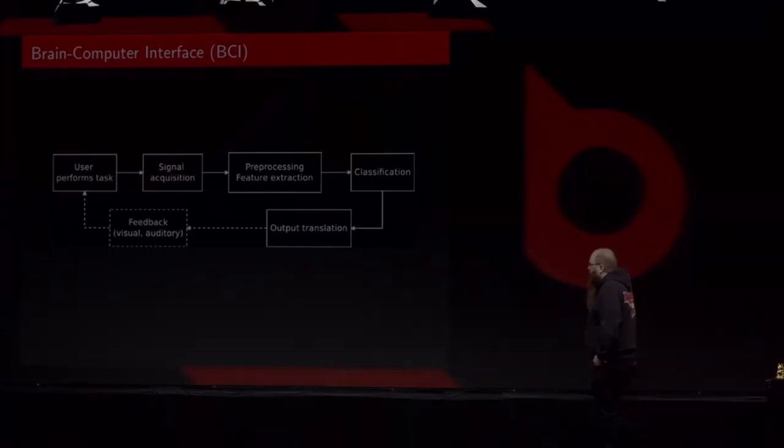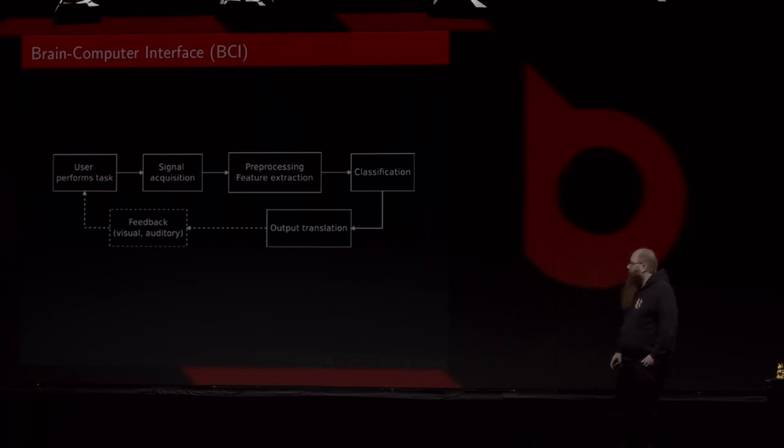Doing EEG experiments with human subjects takes a lot of time, and also the data might contain private information, so often the data sets are not made public. So yeah, that's what I'm going to talk about mainly. But generally, after classification, we have an output translation. It can be a virtual keyboard or something. And there can be, that is optional, a feedback that allows the user to train the brain-computer interface.